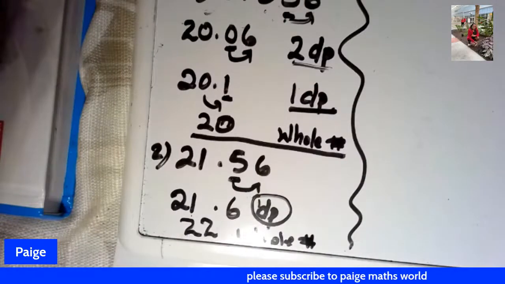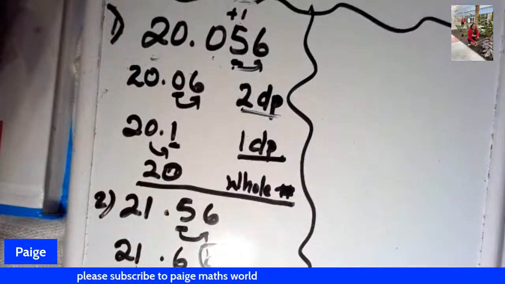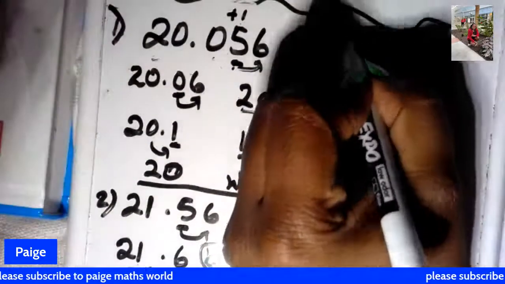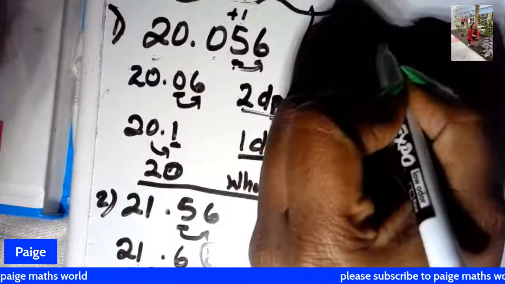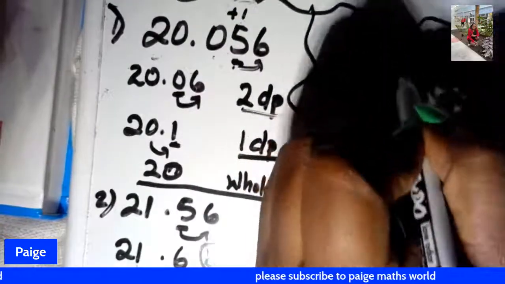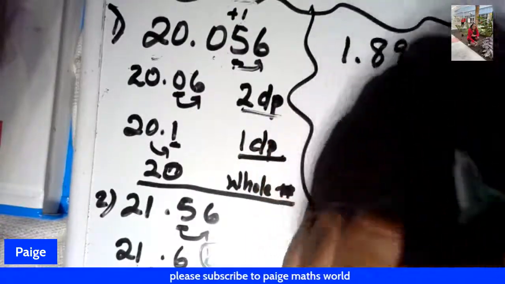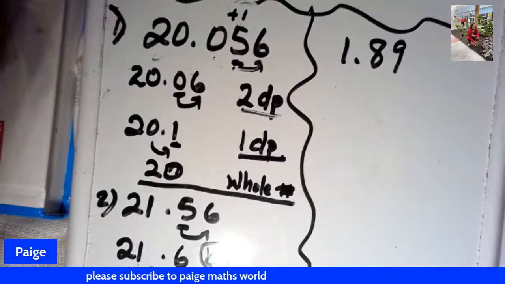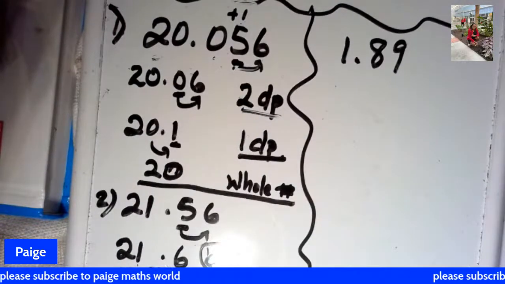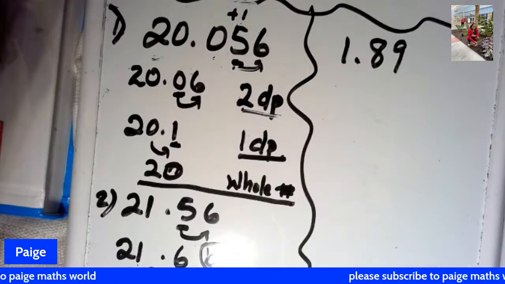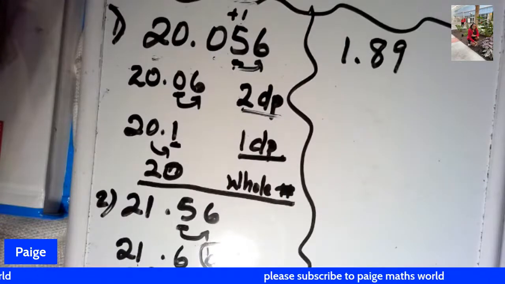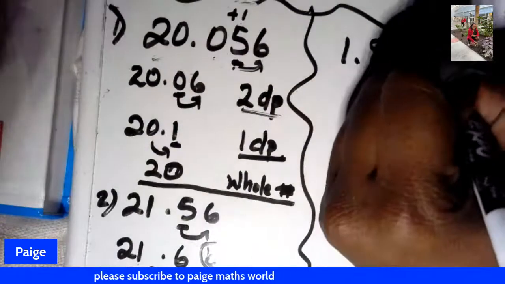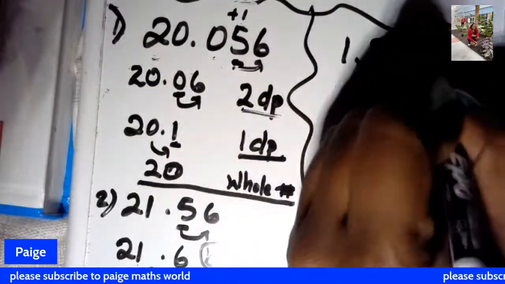All right, so you guys are getting it. So let us challenge you a bit. 1 point, so let me start with here. 1.89, to the nearest 1 dp. That's what we're looking for.